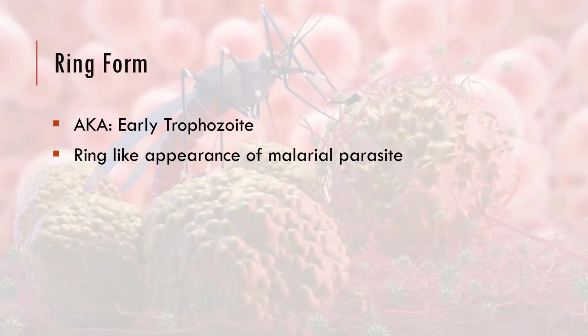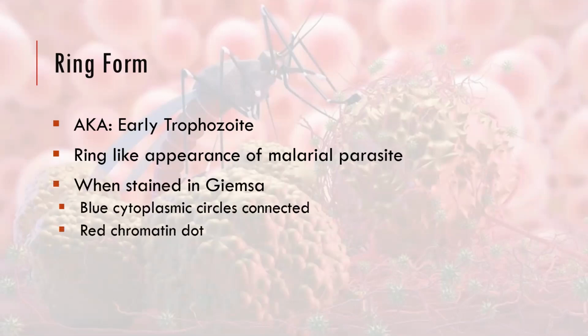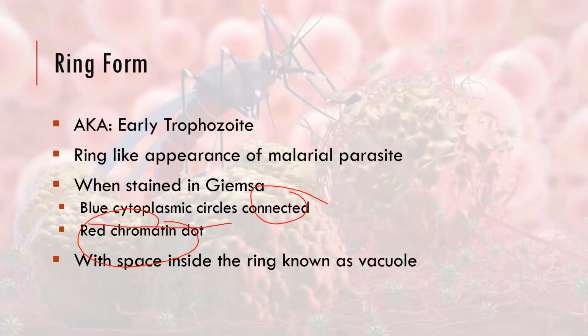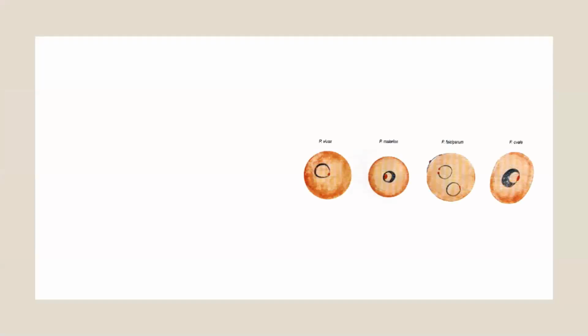I haven't seen a ring yet, because nobody gives you one. That's okay. You will see the ring form of the malarial parasite. Okay? When stained in Giemsa stain, it looks nicer and you can better appreciate its appearance. When stained in Giemsa stain, there are blue cytoplasmic circles connected to the red chromatin. Later, I'll show you a picture. With space inside the ring known as the vacuole. So this is what the ring form looks like, really like a ring.